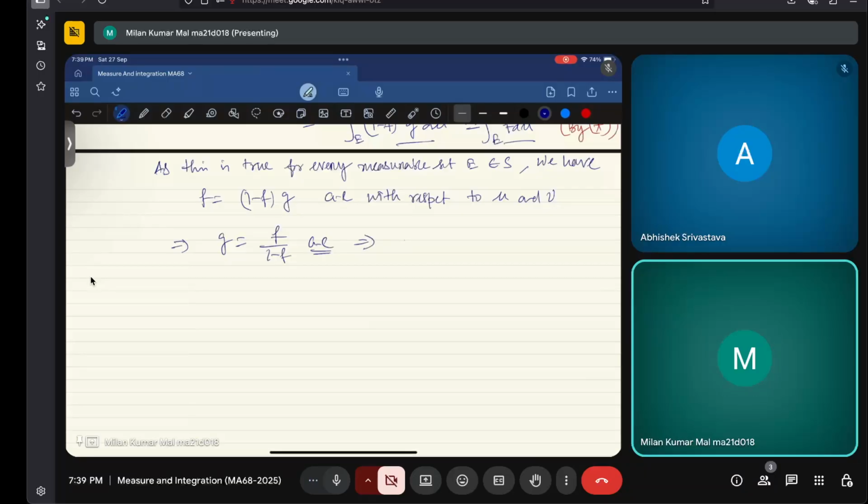This gives mu of E is equal to the integration of f by 1 minus f d mu over E. So this gives the Radon-Nikodym derivative d nu by d mu is equal to g, which is equal to f by 1 minus f.